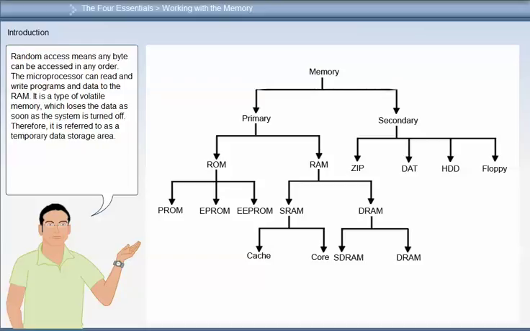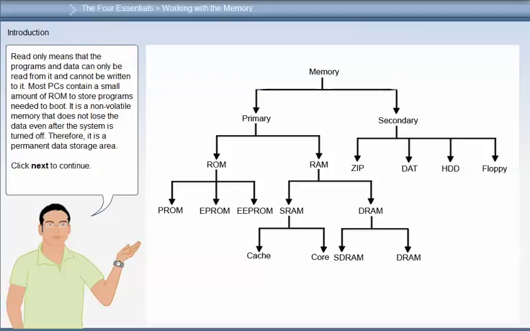It is a type of volatile memory which loses the data as soon as the system is turned off. Read-only means that the program and data can only be read from it and cannot be written to it. Most PCs contain a small amount of ROM to store programs needed to boot. It is a non-volatile memory that does not lose the data even after the system is turned off. Therefore, it is a permanent data storage area.